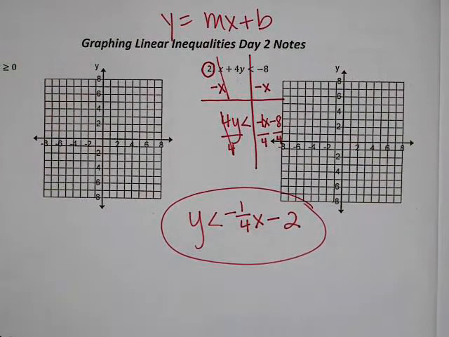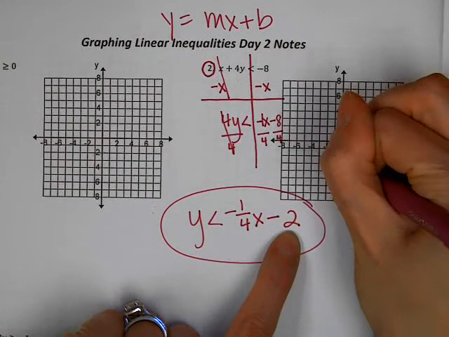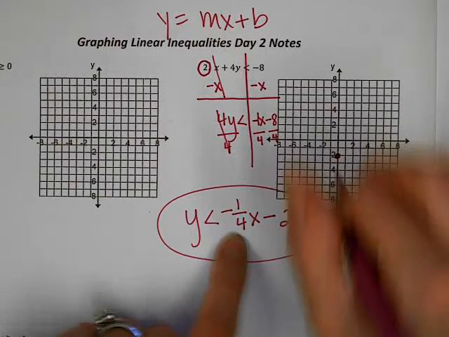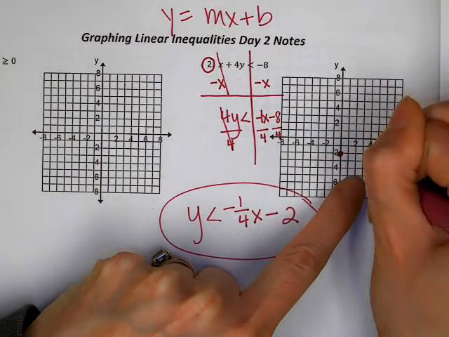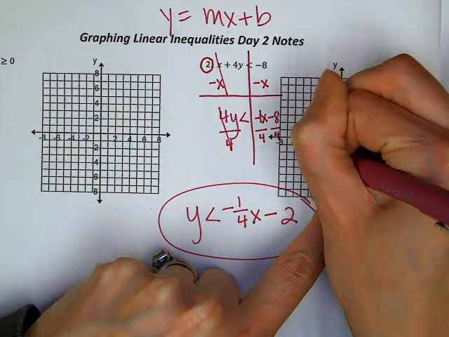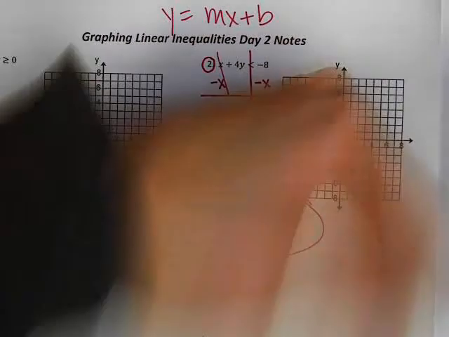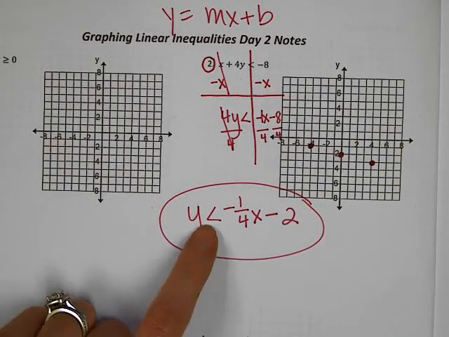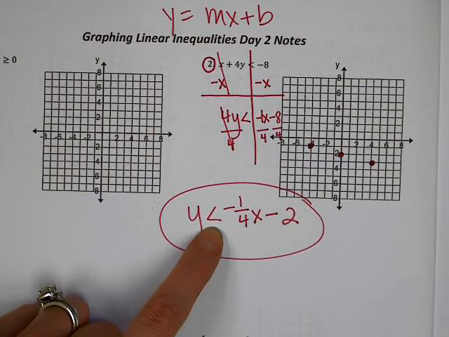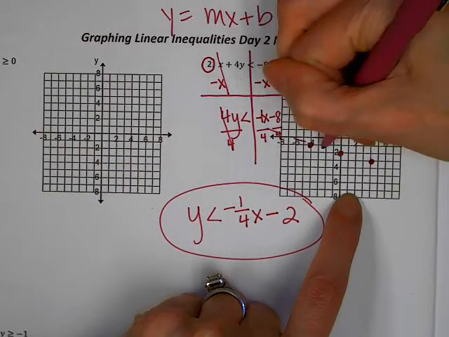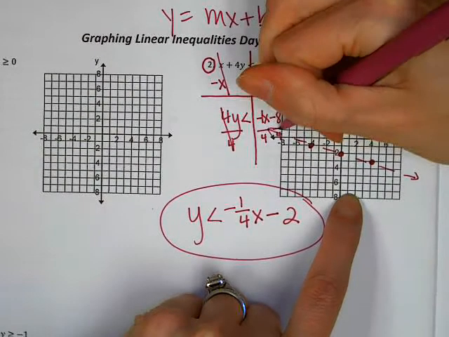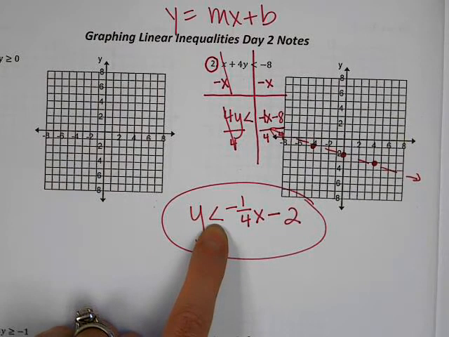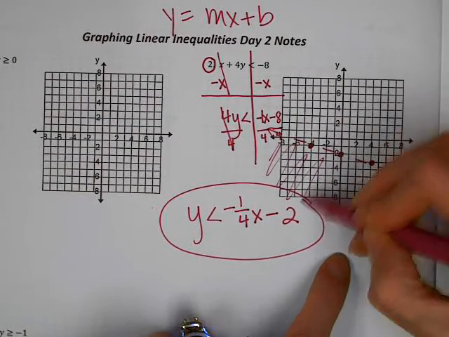So just like the other day, the y-intercept is at negative 2, and the slope is negative 1/4. So that means down 1, right 4, or up 1, left 4. But your line should be going down. All right, dotted line or solid line? If there's no or equal to, we do not want a solid line. We want a dotted line. And now, where do we shade? Less than means below, so we shade down here.